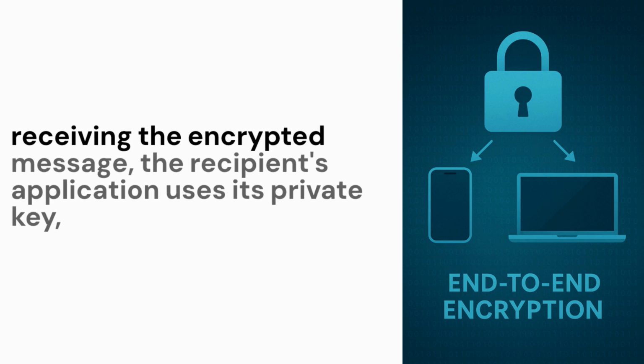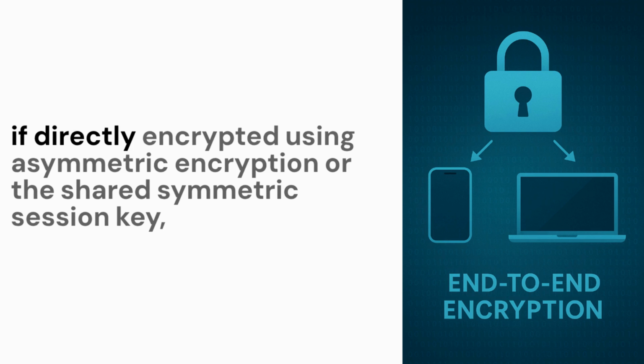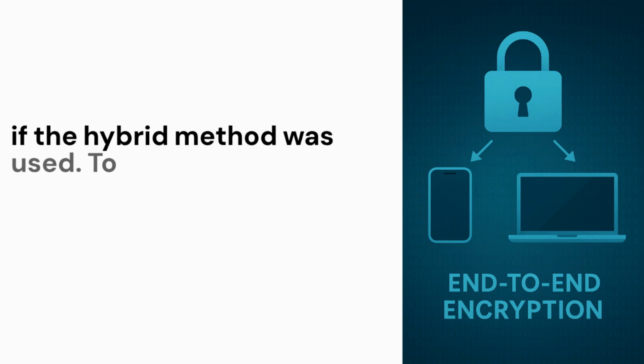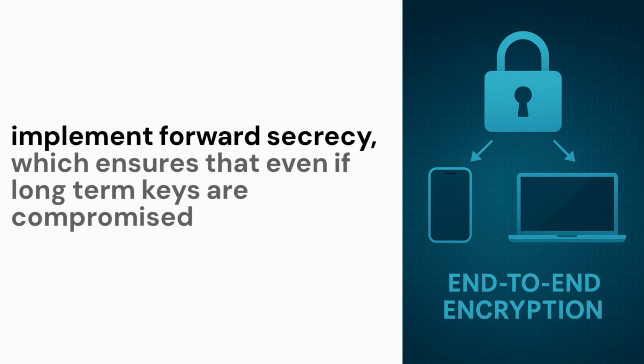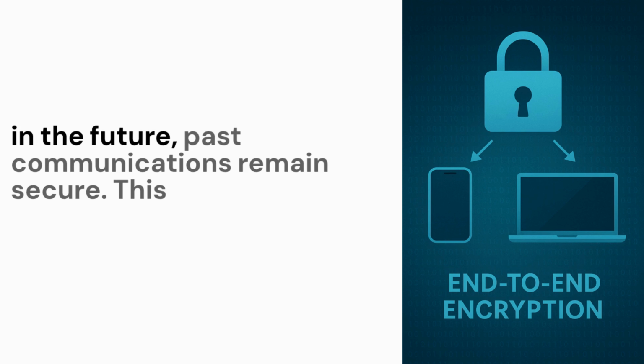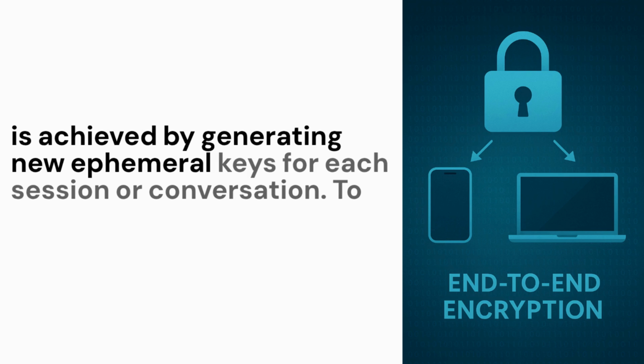Upon receiving the encrypted message, the recipient's application uses its private key, if directly encrypted using asymmetric encryption, or the shared symmetric session key, if the hybrid method was used, to decrypt the message and recover the original plaintext. Many modern E2EE systems implement forward secrecy, which ensures that even if long-term keys are compromised in the future, past communications remain secure. This is achieved by generating new ephemeral keys for each session or conversation.